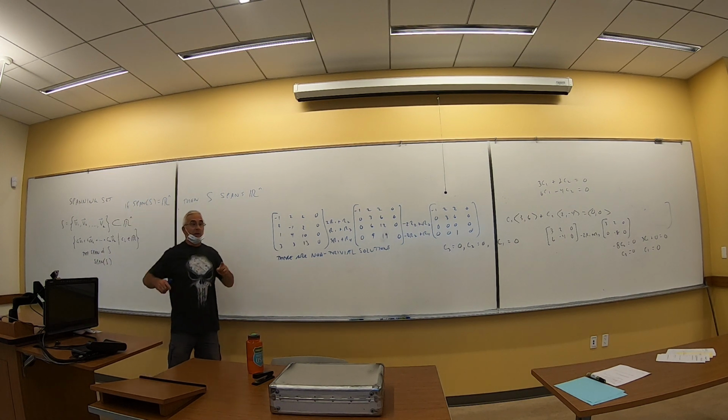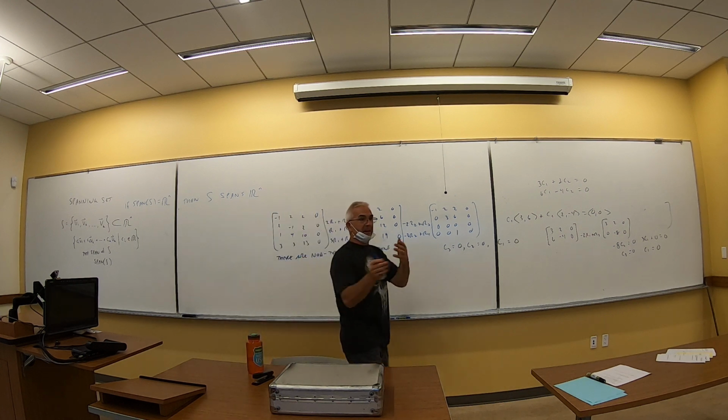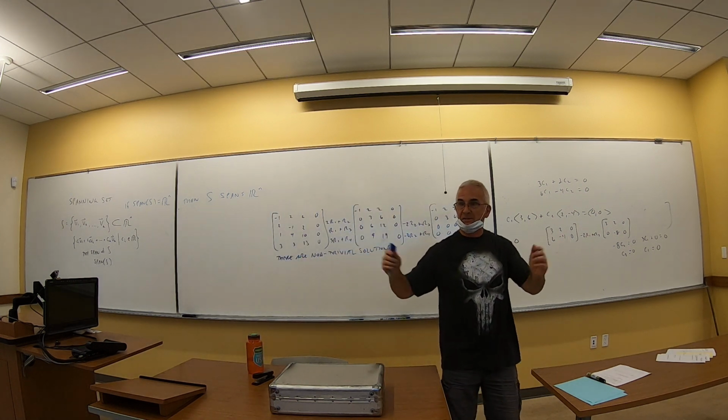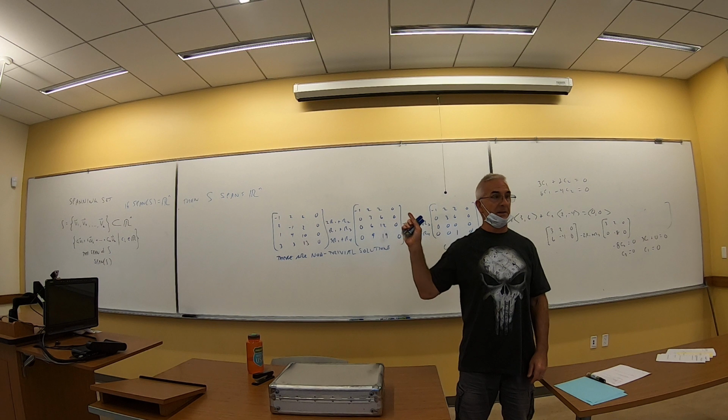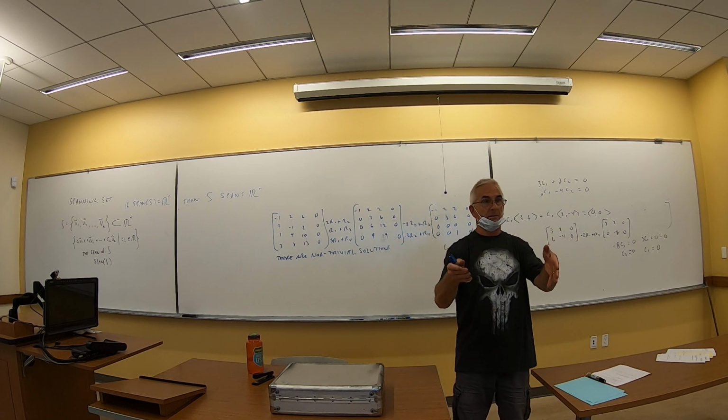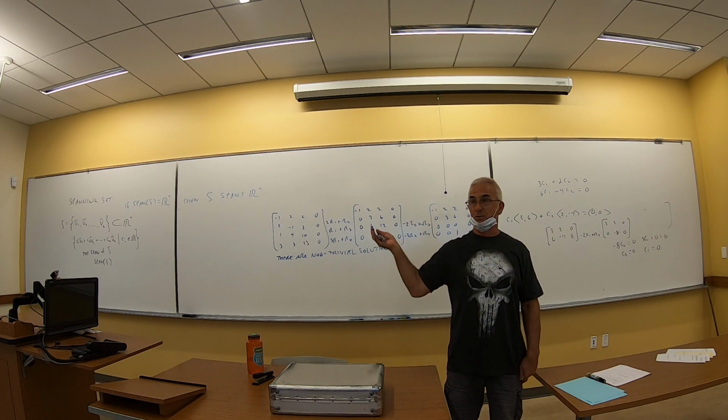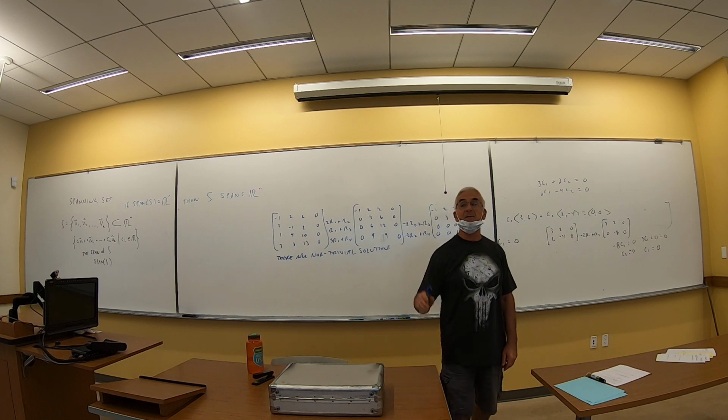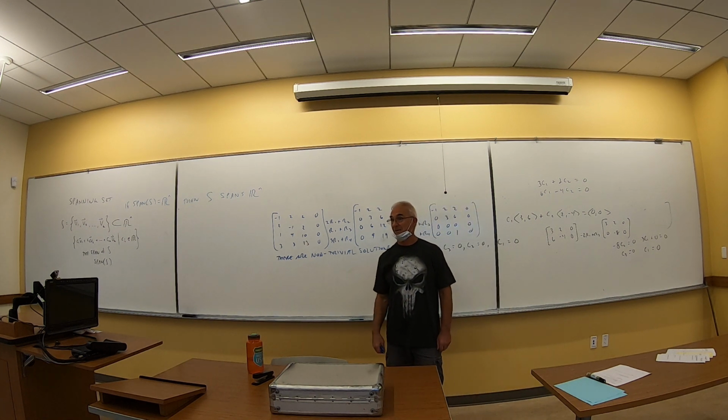So I give you a set of vectors, I take every conceivable linear combination, that's the span of that set. You're either going to get the whole vector space you live in, or you're going to get something smaller. So the question is, do the vectors span? I can give you too many, that's okay.